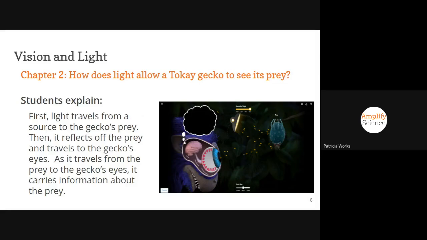In this chapter, students use the sim to investigate and visualize how light allows an animal to get information from its environment. At the end of Chapter 2, students are able to explain more about how the gecko is able to see. First, light travels from a source to the gecko's prey. Then it reflects off of the prey and travels to the gecko's eyes. As it travels from the prey to the gecko's eyes, it carries information about its prey.